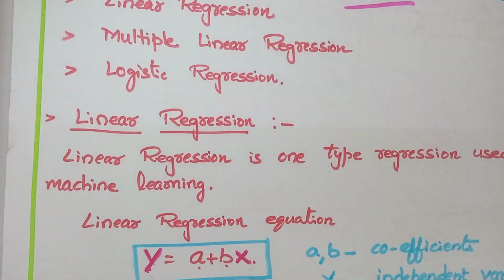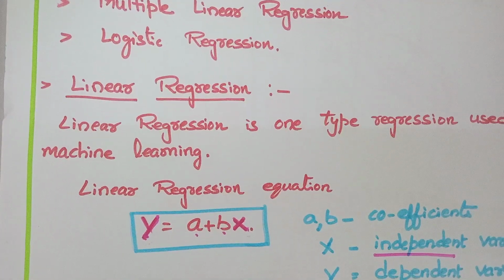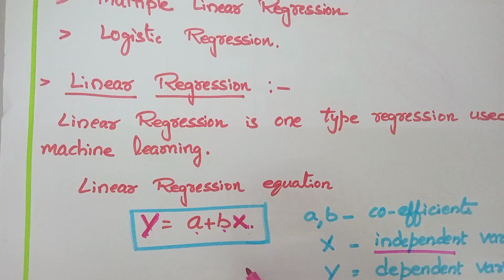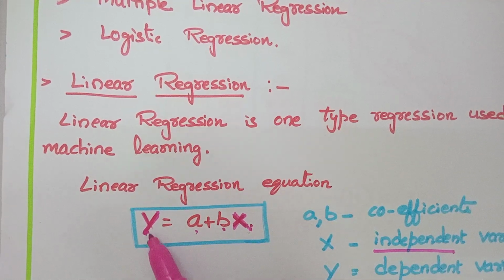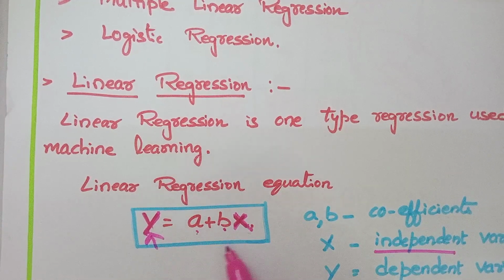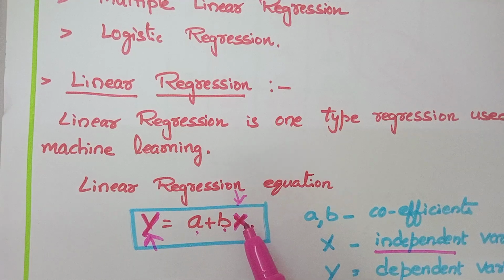First we see linear regression. Linear regression is one type of regression used in machine learning. The linear regression equation is y is equal to a plus bx. Here, a and b are the coefficients and x is an independent variable. Based on this x value, the y value will depend. So that's why regression is nothing but estimating the relationship between the dependent and independent variables.